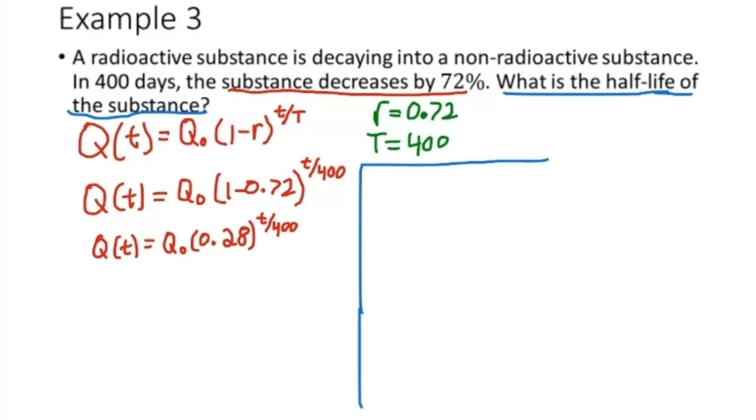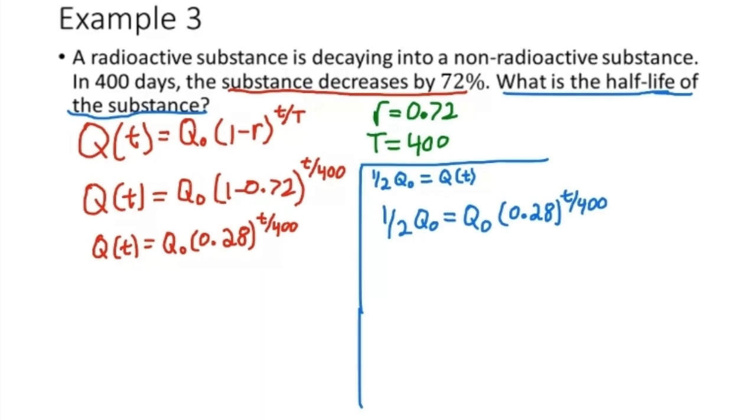The half-life of a substance refers to how much time it takes for our initial amount to lose half of itself. In other words, it is the solution to the equation 1/2 Q sub 0 equals Q of t. For our specific situation, we want to solve the equation 1/2 Q sub 0 equals Q sub 0 times 0.28 raised to the t over 400.